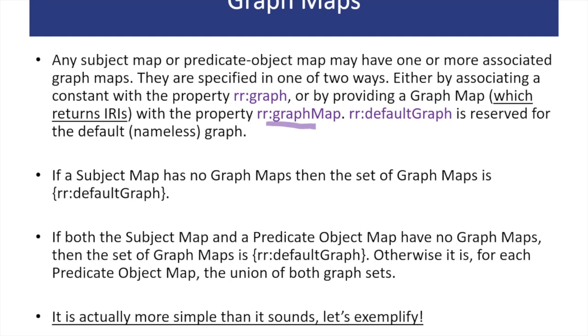There's a special named resource called rr:defaultGraph for the default nameless graph. Now, if a subject map has no graph maps, then the set of graph maps is rr:defaultGraph. If both the subject map and a predicate object map have no graph maps, then the set of graph maps is rr:defaultGraph. Otherwise, it is, for each predicate object map, the union of both graph sets. Sounds complicated, but it's not. Let's exemplify.